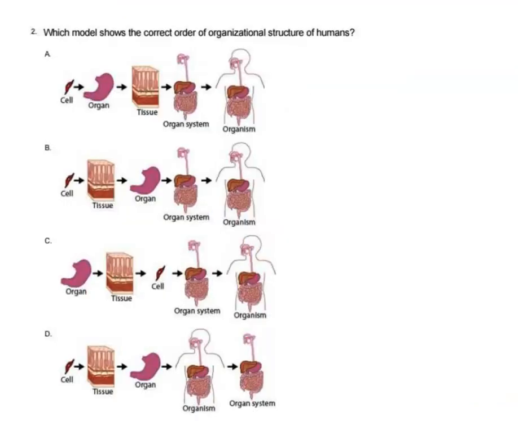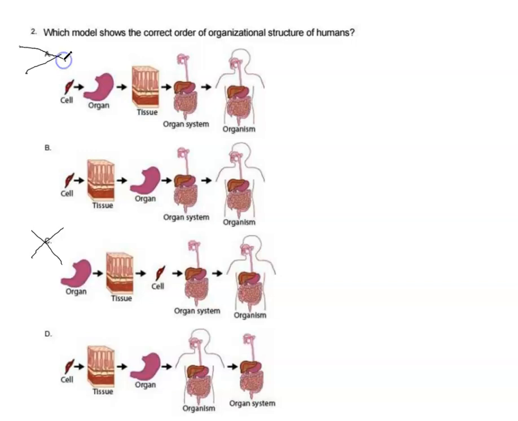Number two. Order of organizational structure in humans. You have to know this order. I think this order is fairly simple. What is the smallest part? The cell. So I know for a fact I can go ahead and get rid of C because you certainly can't start with an organ. Now, does it go from cell to an organ or from cell to tissue? Cell to tissue, so I can get rid of A.